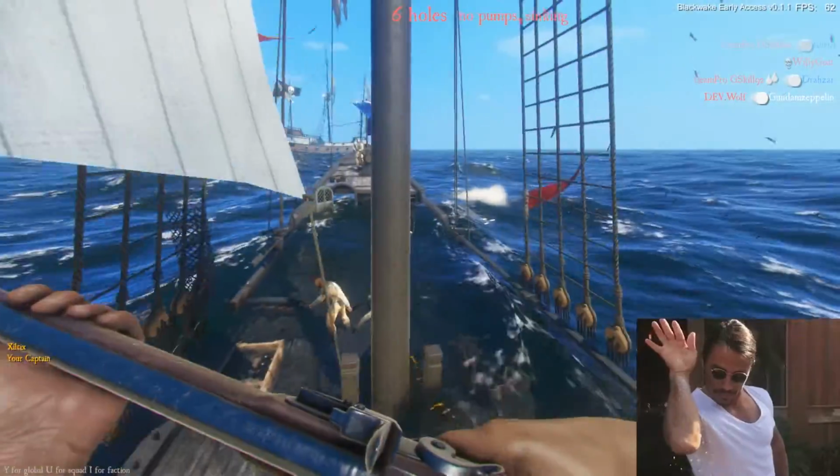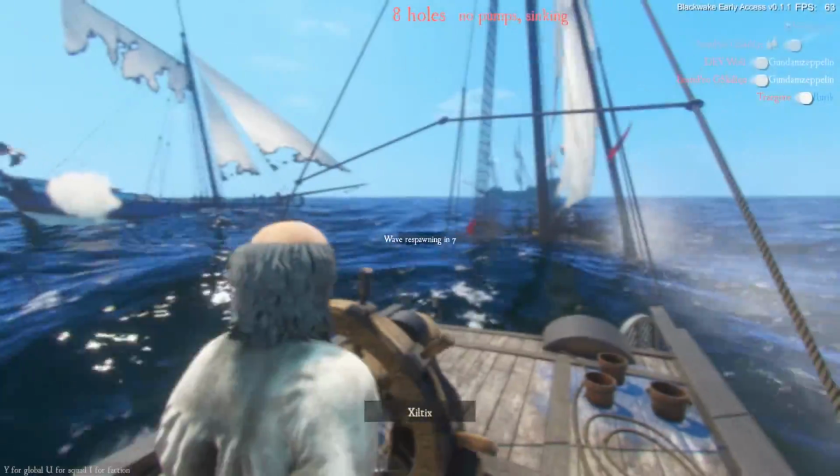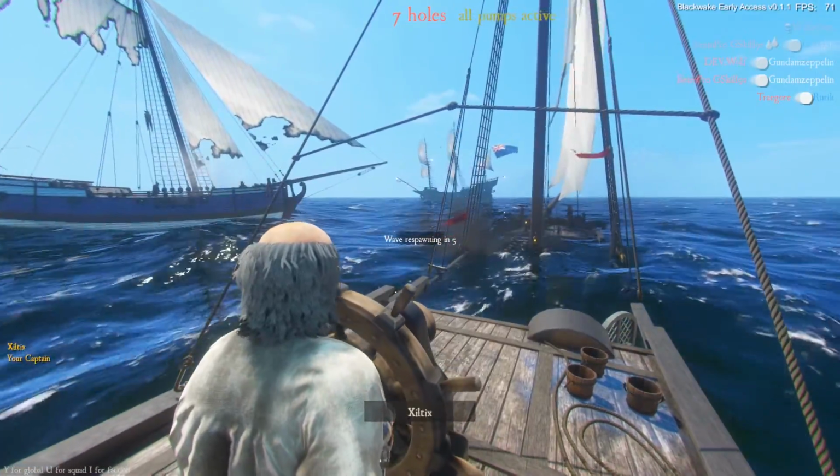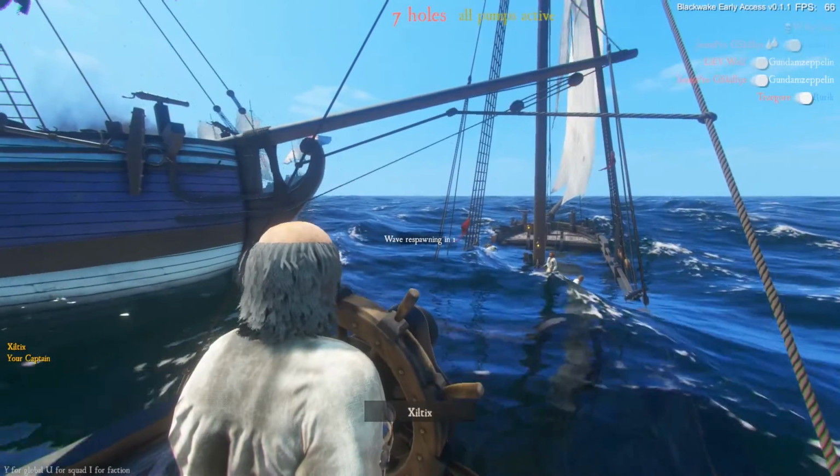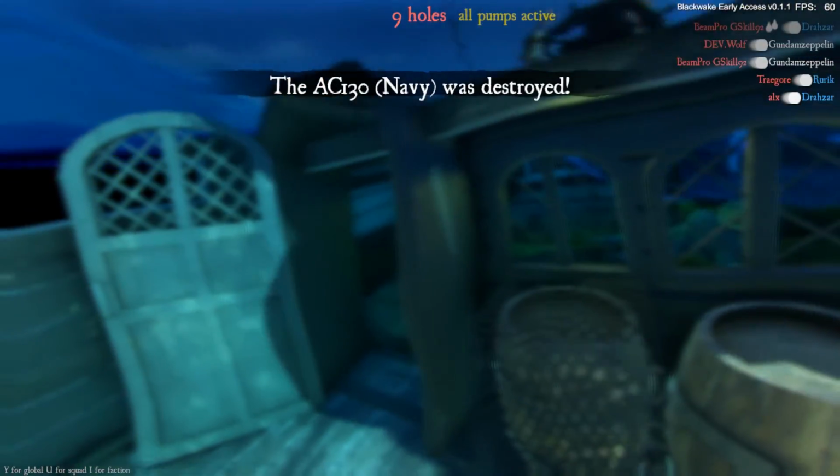Captain! Oh, we're in trouble! Captain! Fire the grapple if possible! I was the one under grapple, Captain. It's over. They're just gonna ram you into death.